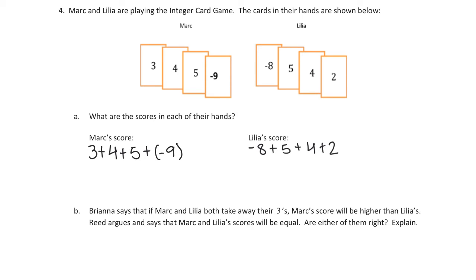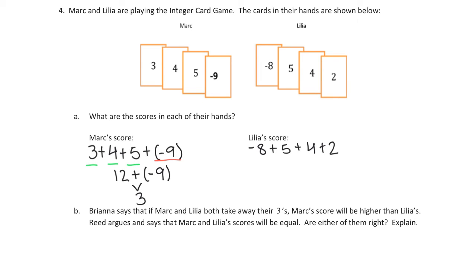So let's look at Mark's hand again. Let's add his positive score. He has a positive 3, 4, and 5. 3 plus 4 is 7, plus 5 is going to give us 12. And then we have a negative value of 9. So we have 12 plus negative 9, which is going to give me positive 3.